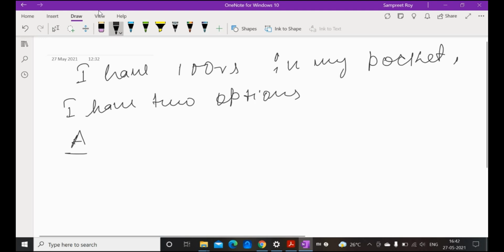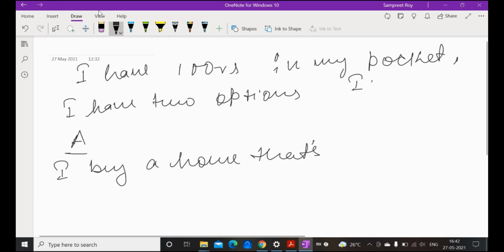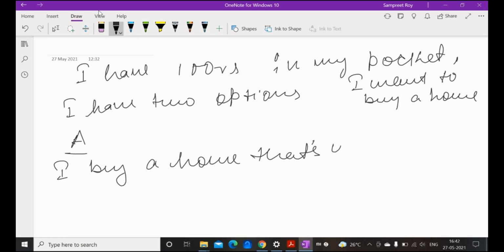Option A is, I have 100 rupees in my pocket and I want to buy a home. Now I have two options. First option is I buy a home that is worth 100 rupees only. That is no debt or borrowing.